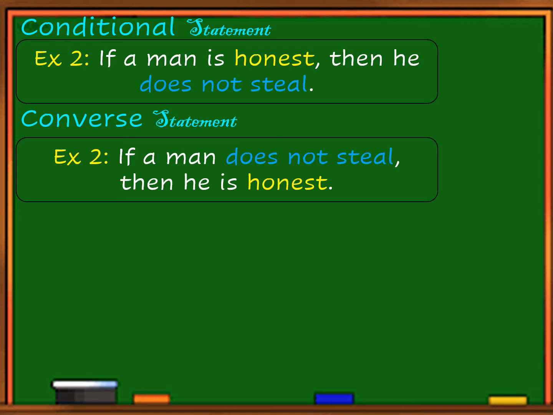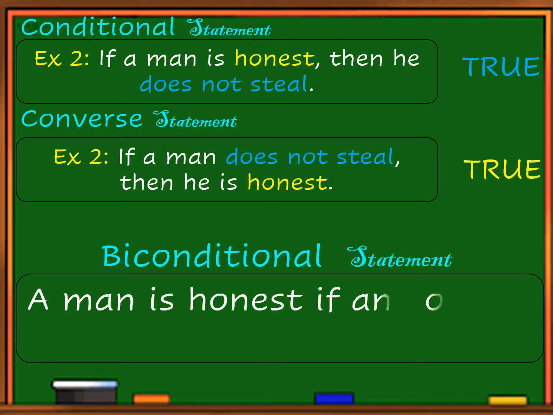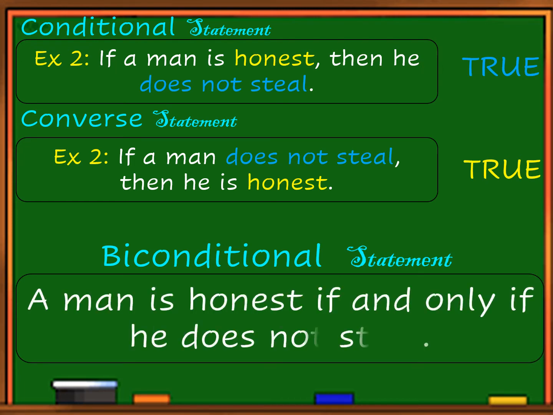In number 2, if a man is honest, then he does not steal. The conditional statement is true. Its converse statement, if a man does not steal, then he is honest, is also true. Therefore, we can write a biconditional statement for this statement as: a man is honest if and only if he does not steal.